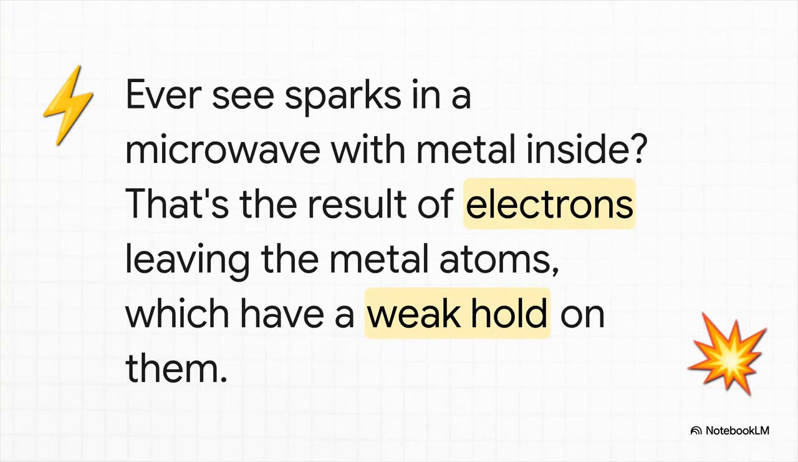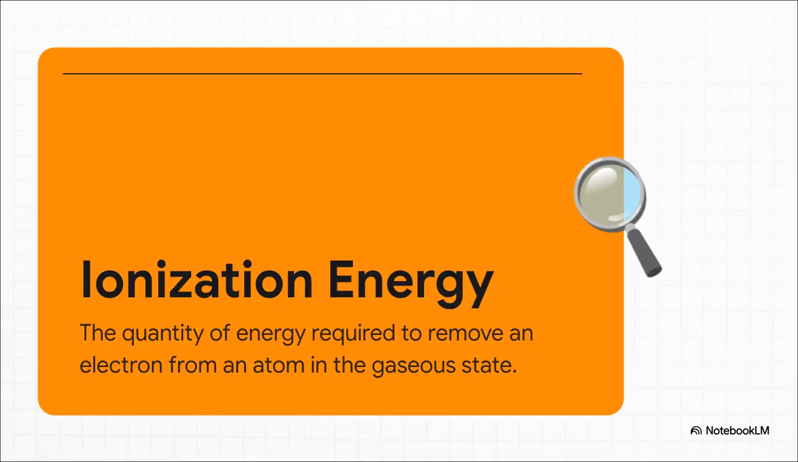Have you ever done this? Accidentally put a fork or a piece of foil in the microwave and zap, you get that crazy light show of sparks? What you're actually seeing there is the microwave's energy physically stripping electrons right off of the metal atoms. It's a perfect real-world picture of what we're about to talk about, ionization energy. So ionization energy is basically the price you have to pay, in energy, to remove one electron from an atom.